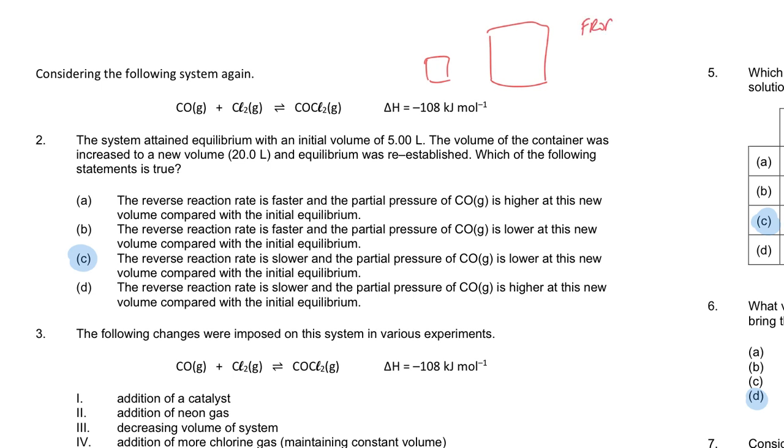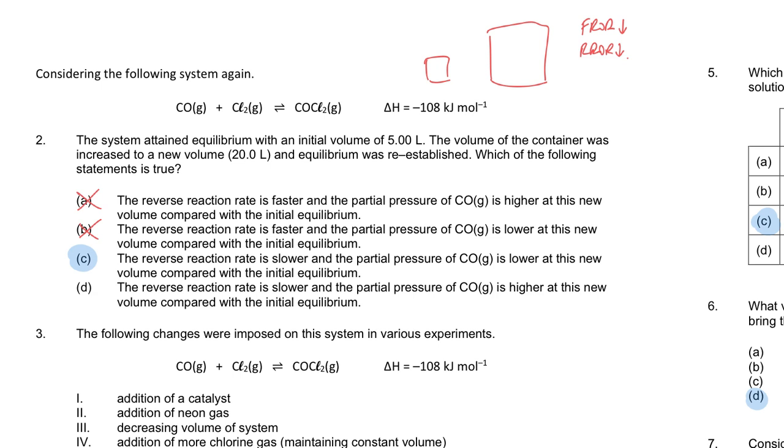The forward rate of reaction is going to go down. The reverse rate of reaction is going to go down. So both of those rates of reaction are going to go down. We can immediately eliminate the first two, so neither of the rates of reaction are going to go faster. They're both going to go slower. And so now we only have to look at the partial pressure of the CO gas.